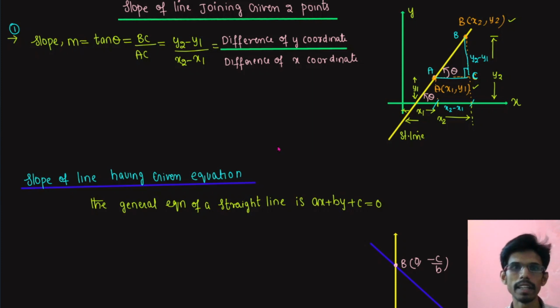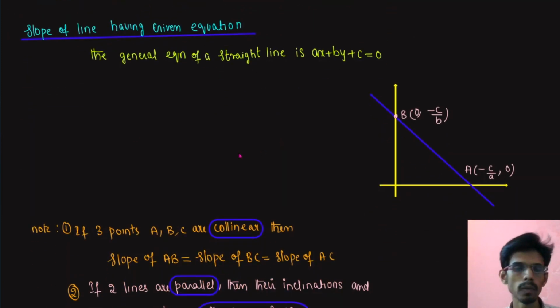Tan theta is nothing but opposite side, that is BC, and adjacent side to theta will be AC. So we got BC by AC. BC value is the difference of y coordinates and AC will be the difference of x coordinates. This is the formula for finding the slope when 2 points are given.